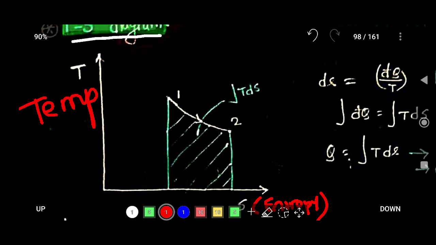Now focus on this point here. This is state 1 and this is state 2, and the process is happening from state 1 to state 2, in this direction.